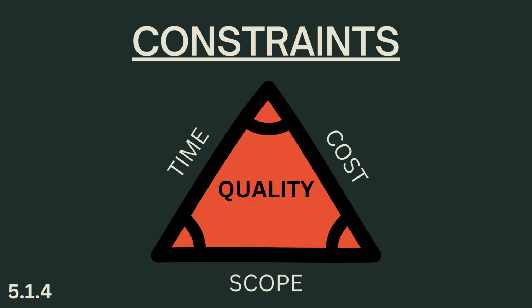This relationship is often visualized as a triangle, where each side represents time, cost, and scope, with quality in the center. Changing one side of the triangle inevitably affects the others and the quality at the center.